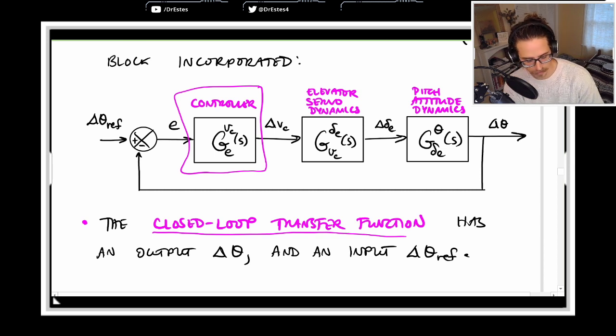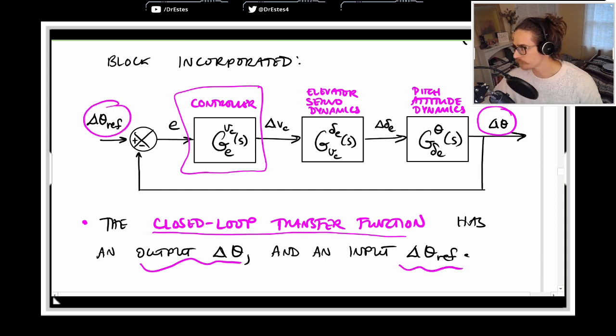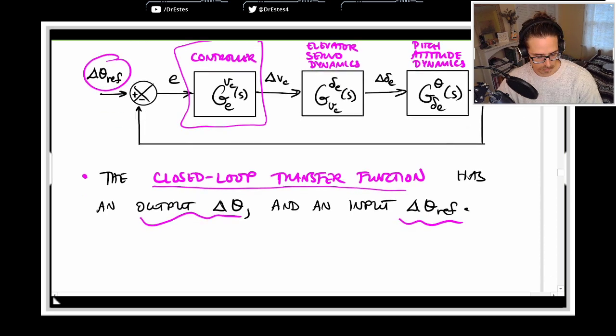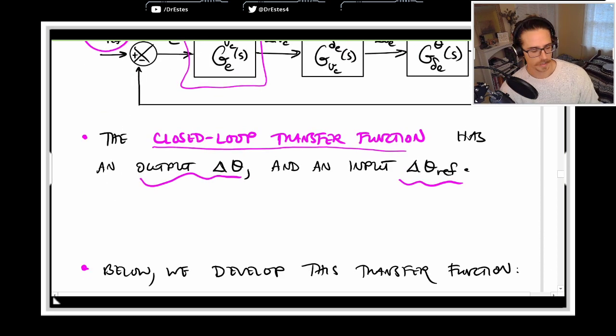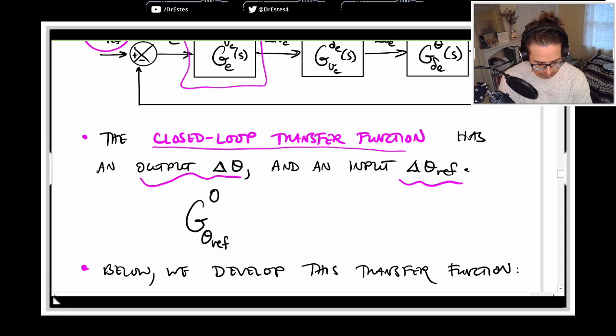Well, it's the transfer function that has an output delta theta, over here on the right, and an input delta theta ref. Let's derive this, and then we're gonna go back into MATLAB and simulate the closed loop response. So this is going to be our closed loop transfer function. Its input is theta ref, its output is theta. That just means it's going to be delta theta over delta theta ref.